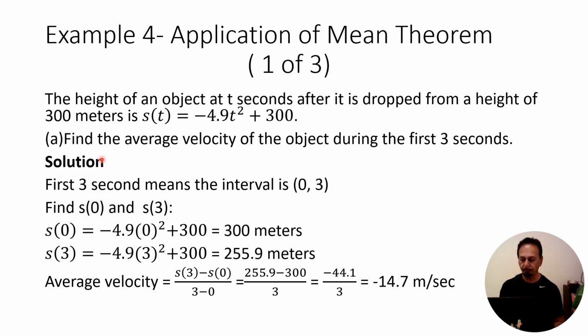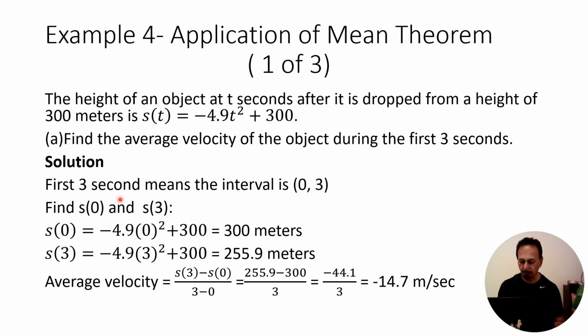Example 4. The height of an object at t seconds after it is dropped from a height of 300 meters is s of t equals negative 4.9 t squared plus 300. Question A. Find the average velocity of the object during the first 3 seconds. First 3 seconds means the interval is 0 to 3.